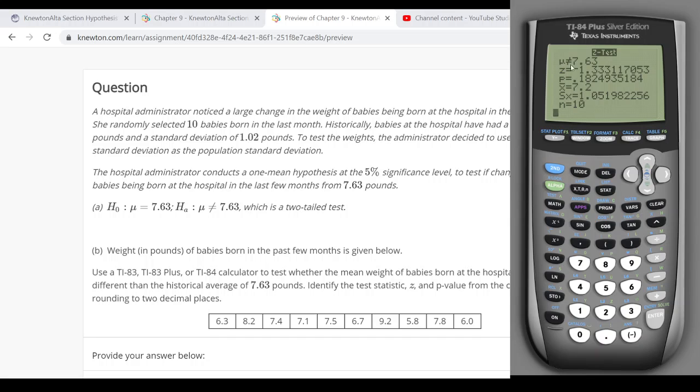Up top is the alternative hypothesis, the claim. Then right beneath that, the second line, you see it's z equals. That's the test statistic. That's the z-score for the sample mean. Now the sample mean, those 10 babies, have an average weight of 7.2 pounds, and the standard deviation for that sample is 1.05. And you see the sample size is 10, n equals 10. But what's important here, the test statistic, the z-score for this sample mean, is negative 1.33. And that's what I'm going to enter here.